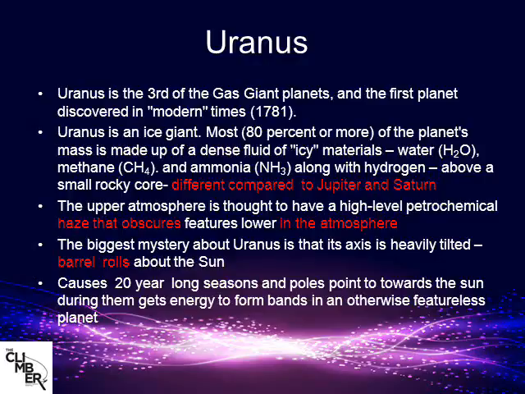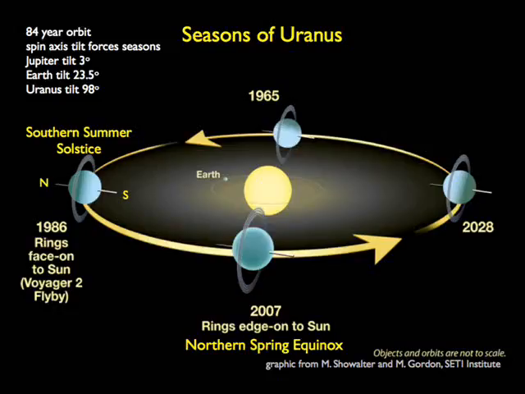But perhaps the biggest mystery about Uranus is that its axis is heavily tilted. It almost barrel rolls about the Sun instead of orbiting it. This causes 20-year-long seasons in which either of the poles point towards the Sun, through which they get energy to form bands of storms in an otherwise featureless planet.